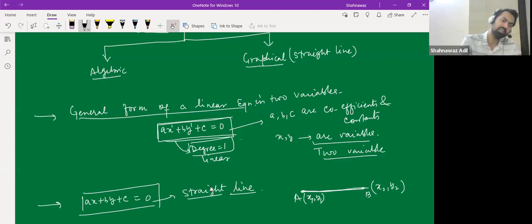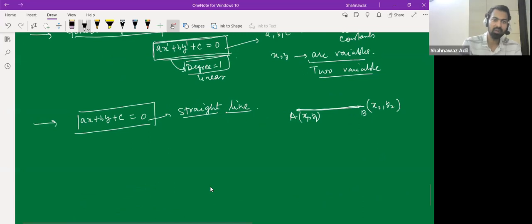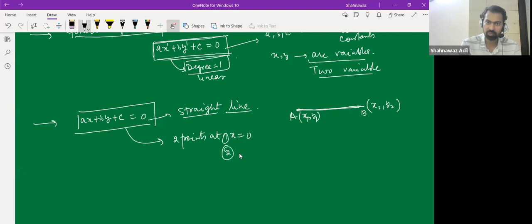So generally what people and what I also do is that I calculate the points at x equal to 0, and this is one point, and the second point is y equal to 0. So at x equals 0, we will have some y, and at y equals 0, we will have some x. They calculate the two points at x equal to 0 and at y equal to 0 to make the graph simple. Okay.